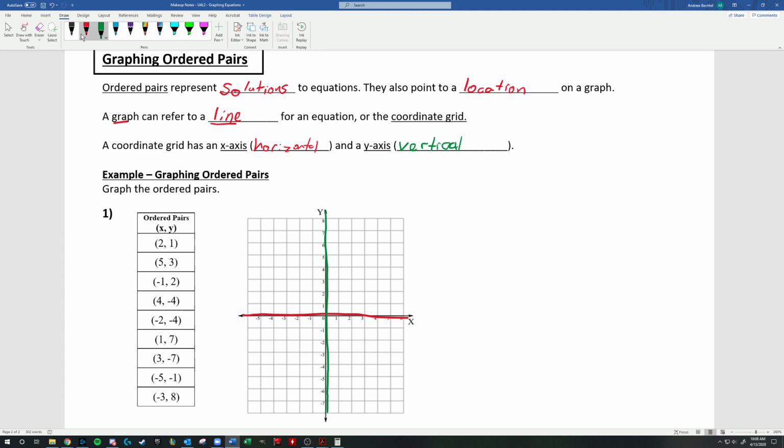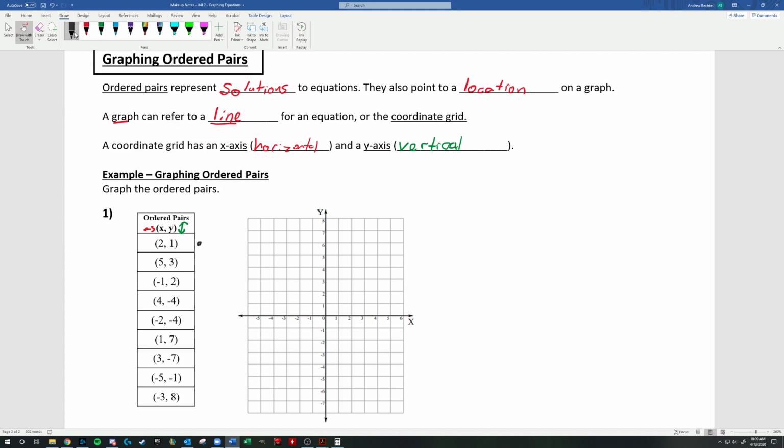So when I look at an ordered pair, this tells me how far left and right to go with the x coordinate, and then how far up or down to go. And with that combination, if I know how far right to go and how far down, or how far left and how far up, I can end up anywhere on this graph. I'm going to erase those lines, but we can always remember that the red is horizontal, the green is vertical. Let's start with the point 2, 1.